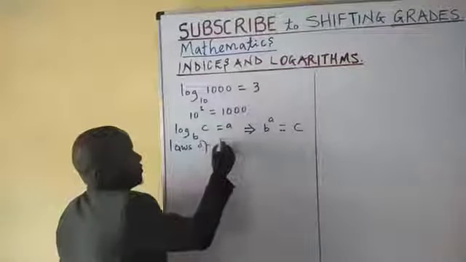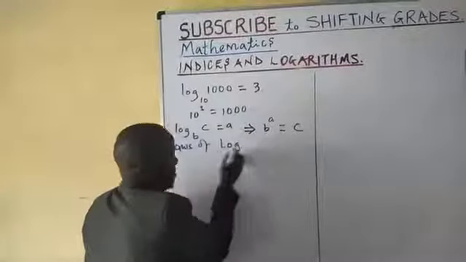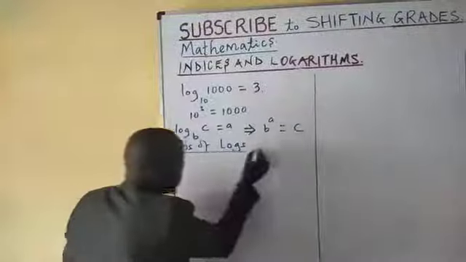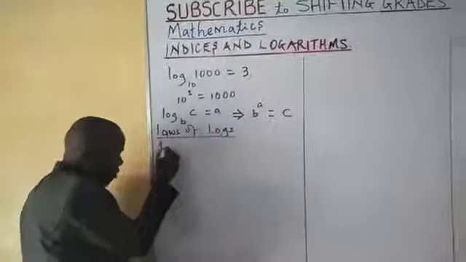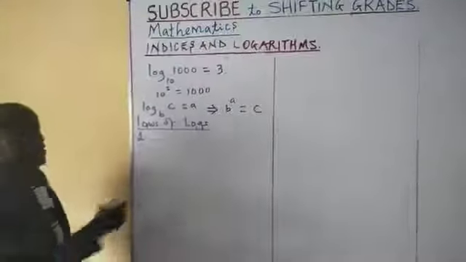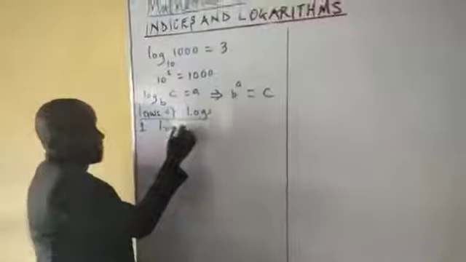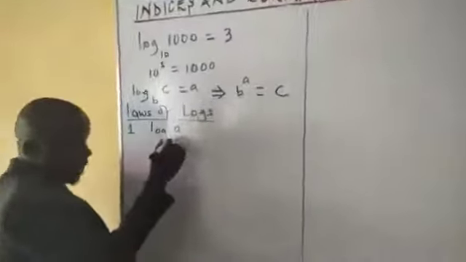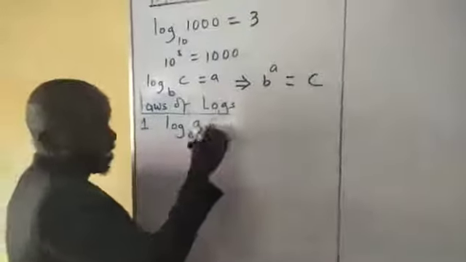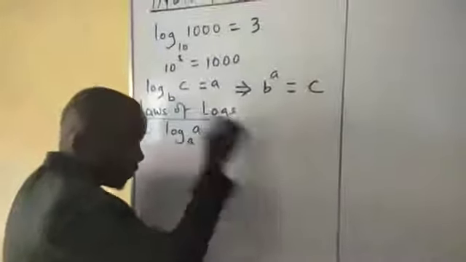The laws of logarithms. The first law says that the logarithm of a number, for example a, to base a is equal to 1.